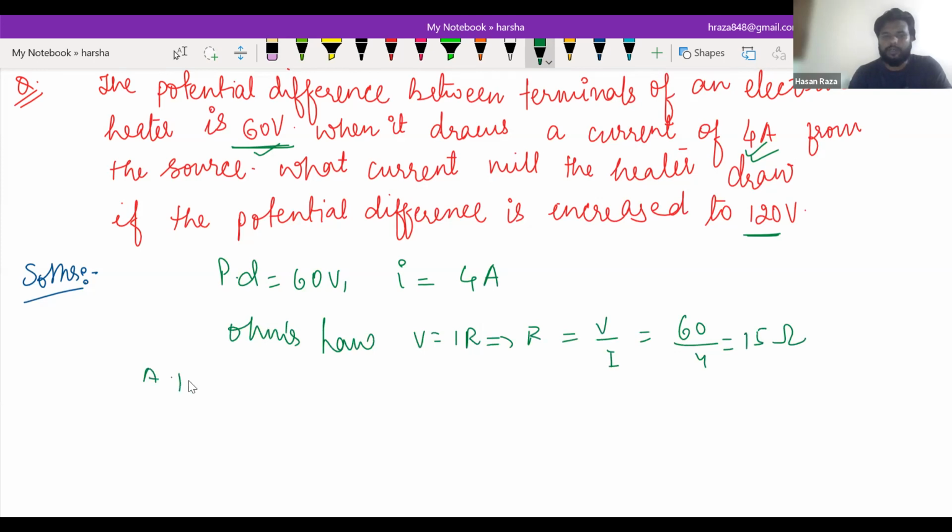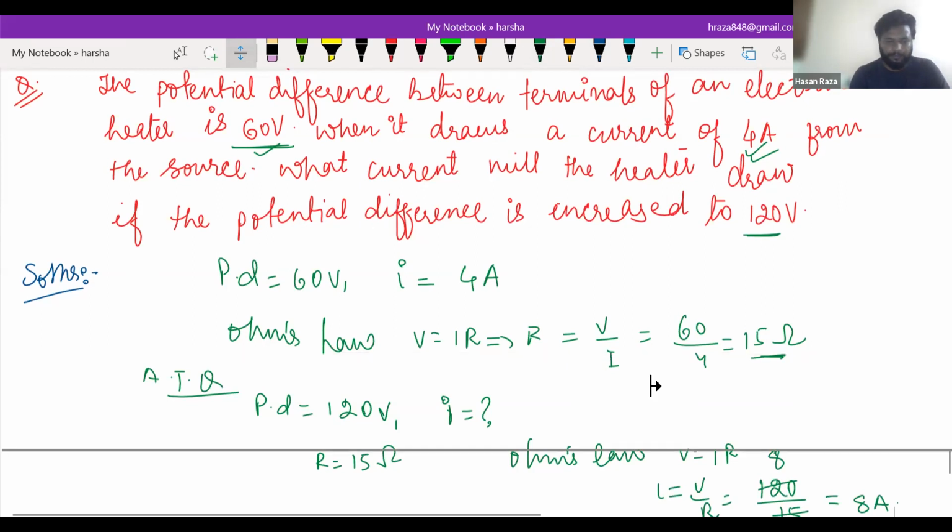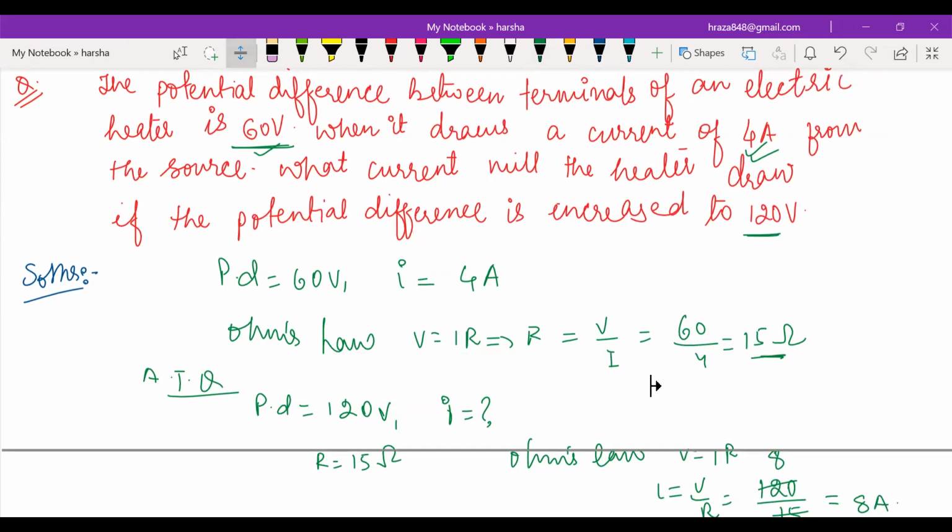Now, according to the question, the new potential difference is 120 volt, and we need to calculate current I. What will be the I? If the wire is the same, the resistance will be 15 ohm. So what we need to do is apply Ohm's law again. V is equal to IR. Now I is equal to V upon R. What is the V? 120, and what is R? 15. So it will be cancelled by 8. So here it will be 8 amperes. Is that clear, Hamna and Harsha? Yes, sir.